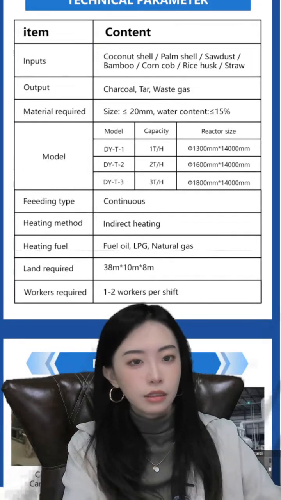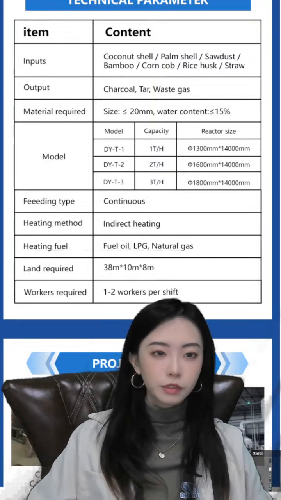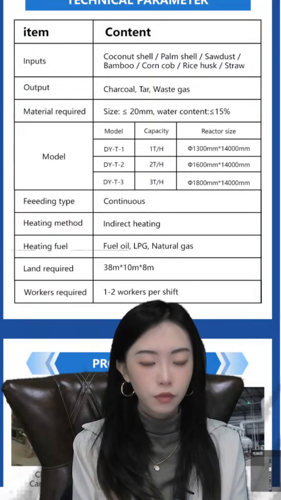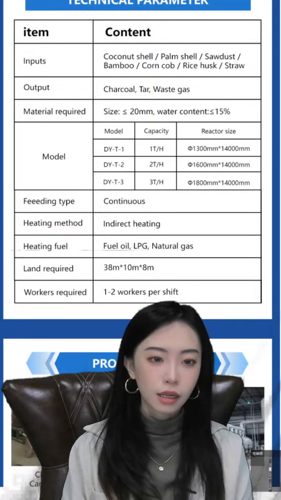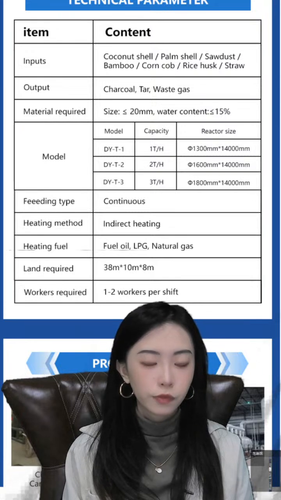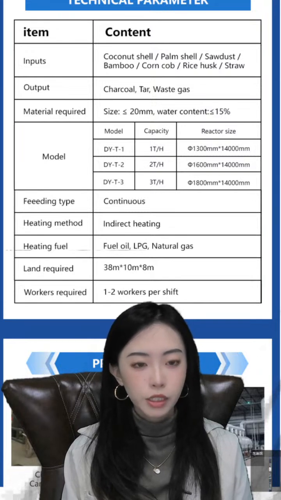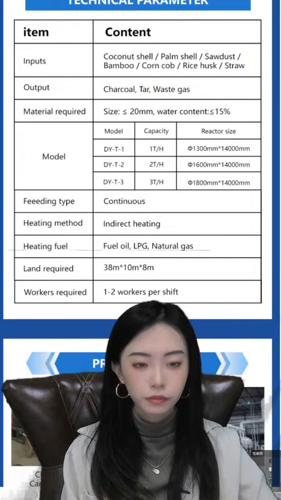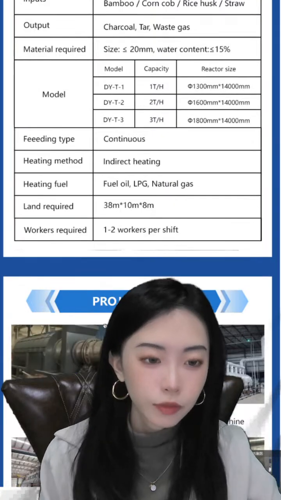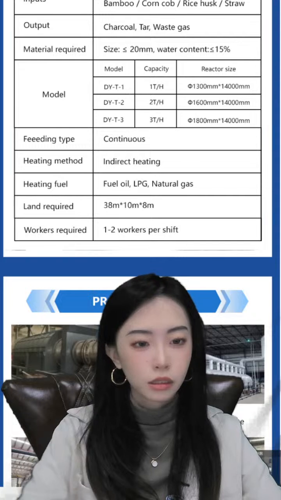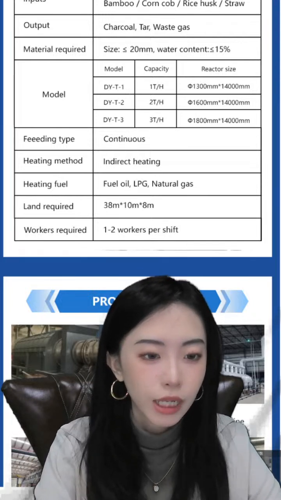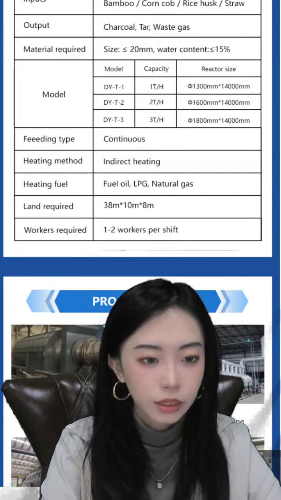Here are some brief parameters, like the sizes of the material, the model of the machine, and some inputs of this machine, like labor, land, and fuel. This is a brief introduction. If you want the list of inputs and outputs, you can contact us and we will send you the message.